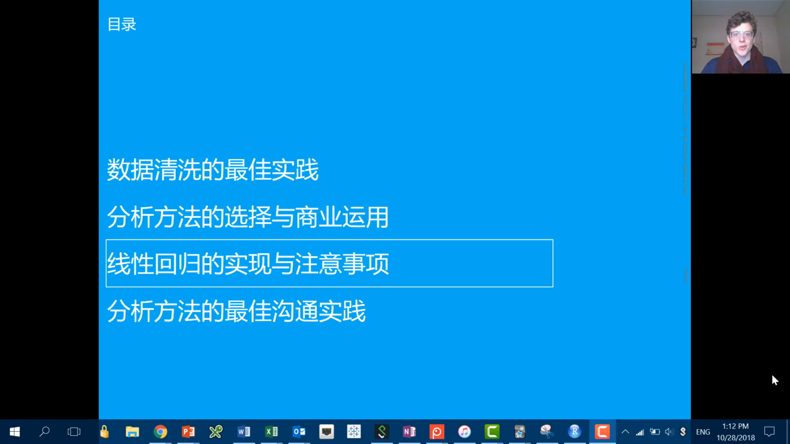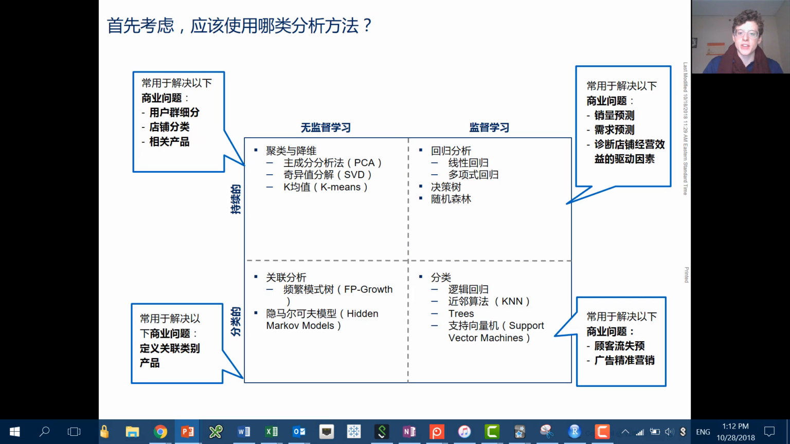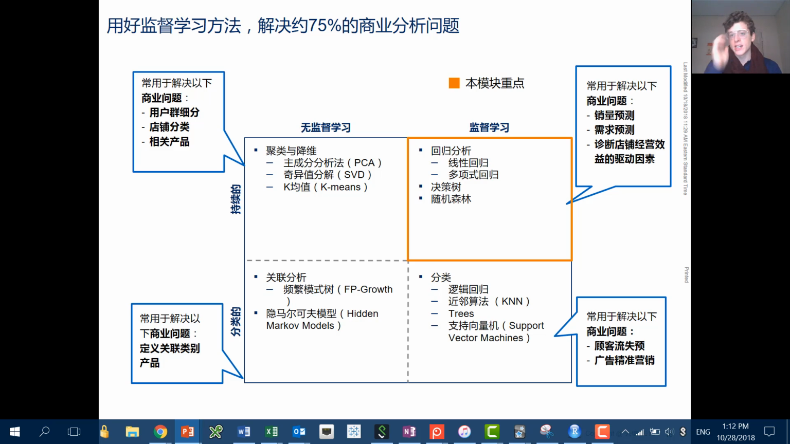So let's talk about one of my favorite analytical techniques, and that's guessing. No, excuse me. That's not right. Let me tell you about one of my favorite analytical techniques, and that's linear regression. That's right. There we go. So linear regression, just to go quickly back to where linear regression fits. Linear regression is considered a supervised continuous method, meaning it's right here.